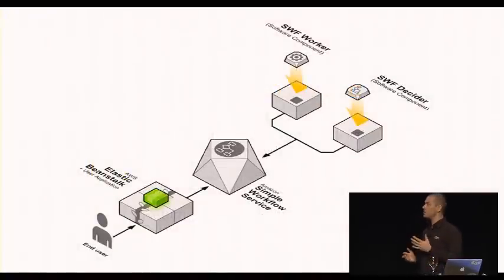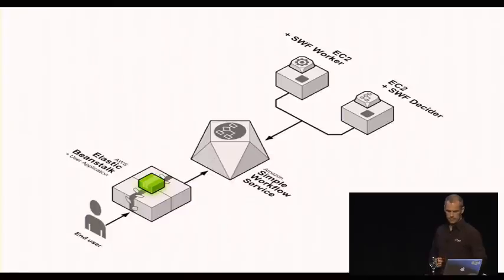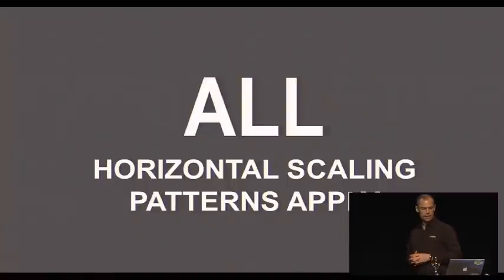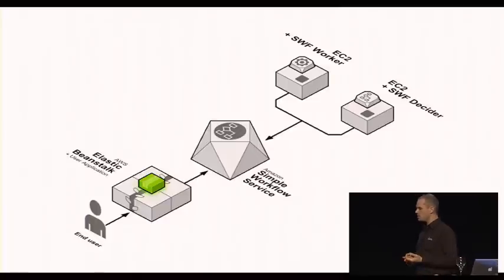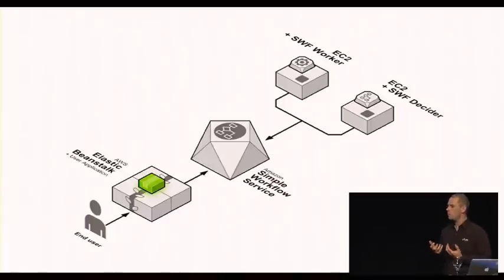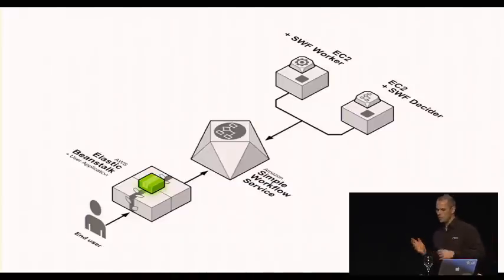Okay, so let's see how this can simplify our architecture. Now all we need to do is install our worker and decider components on, in this case, EC2 instances. That allows us to replace a significant proportion of the complexity that we saw in the previous architecture. And we'll take a closer look at this in a moment.